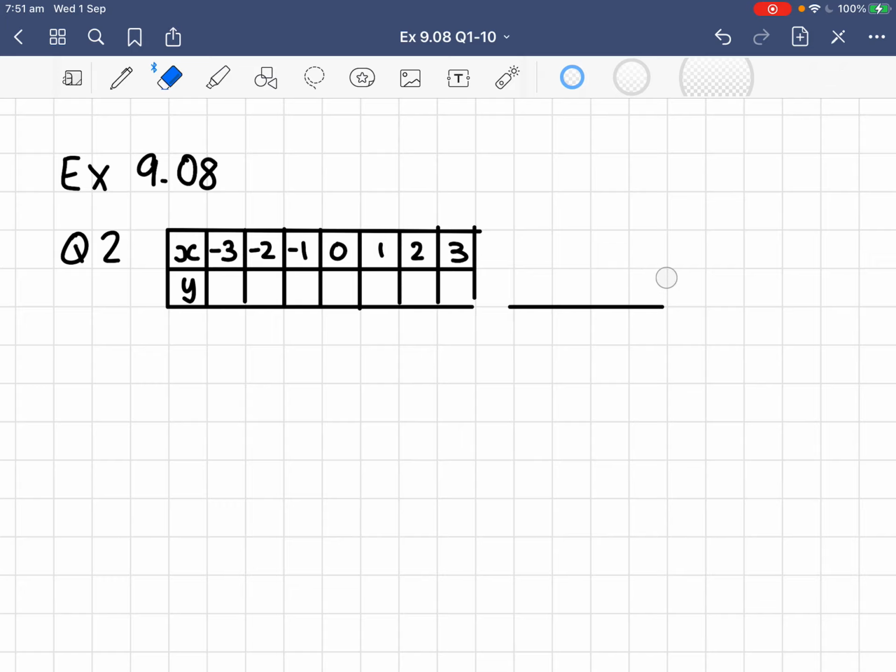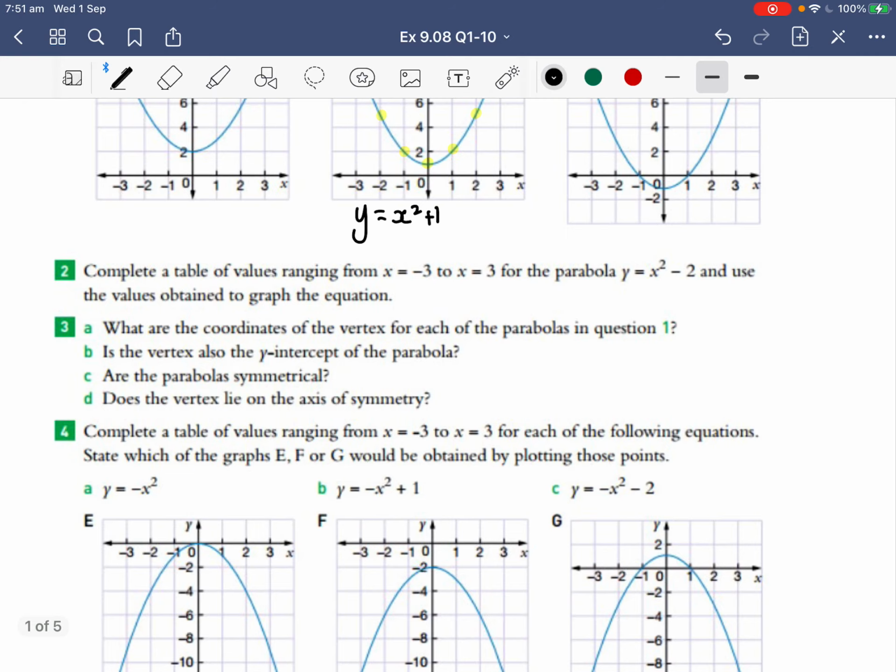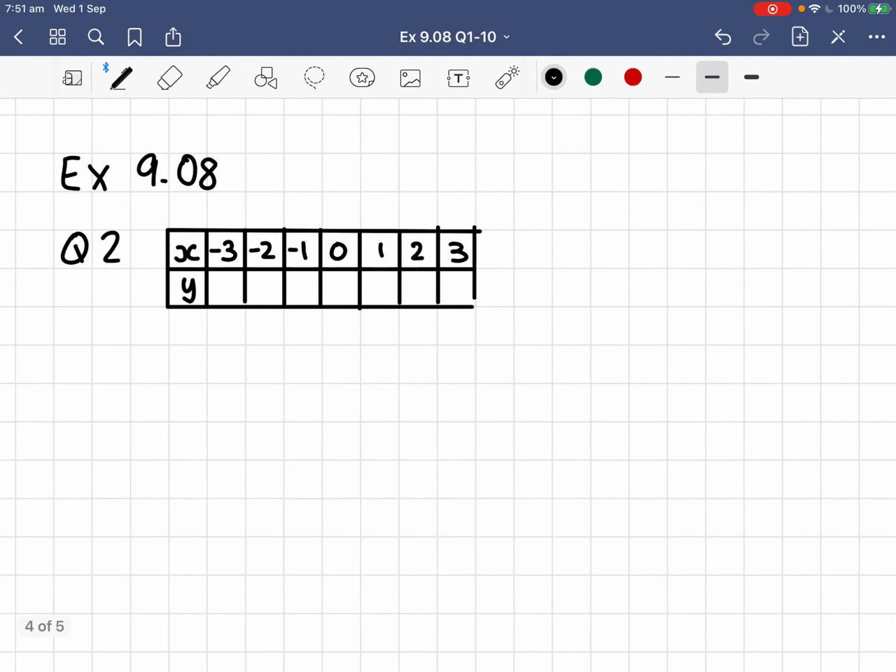So this is what your table should look like, and we're doing it for the equation. Let me just go back to the question and check. So we have the equation y equals x squared minus 2. Now, I'm not going to do this whole table for you because it's important that you do it yourself.